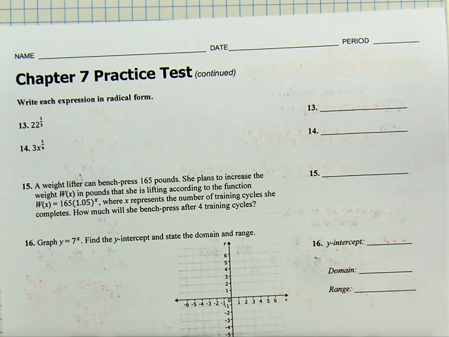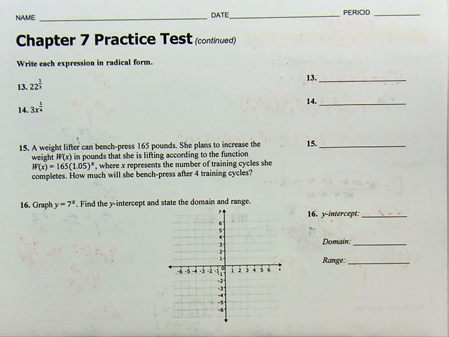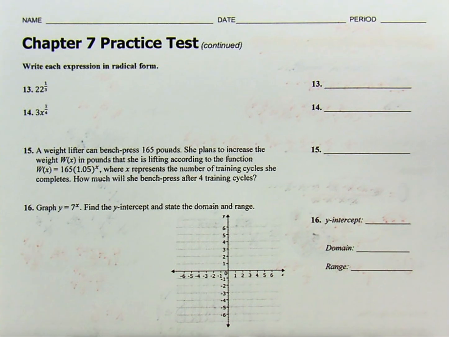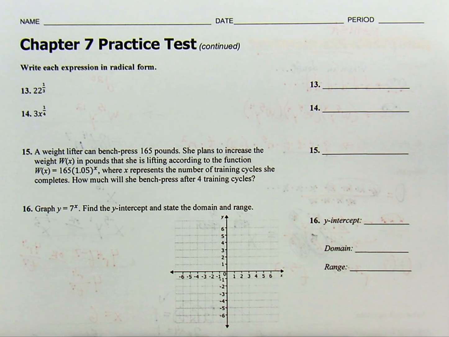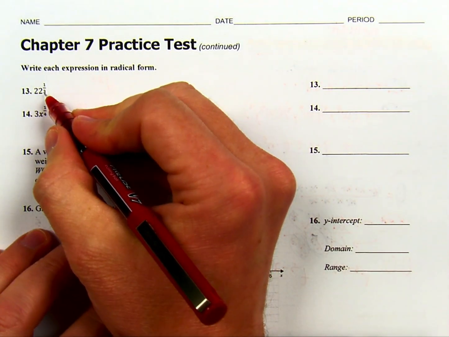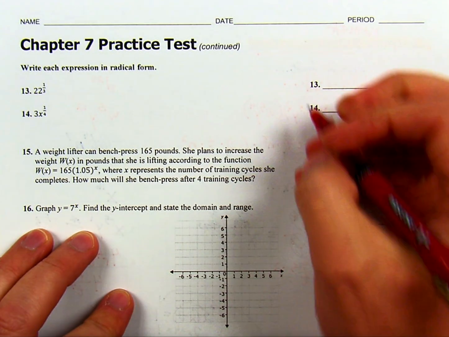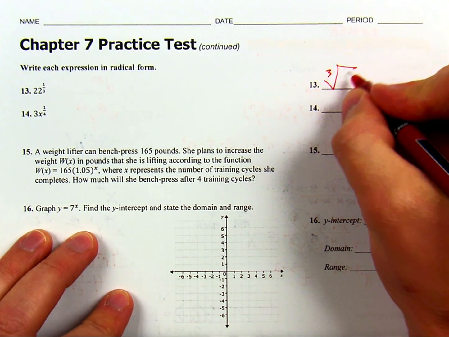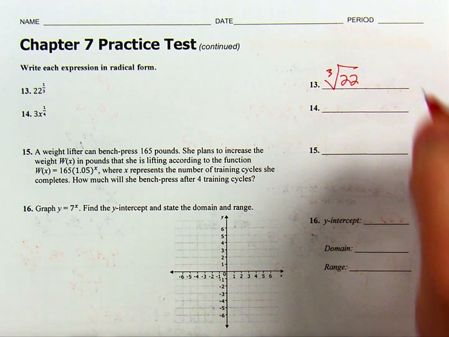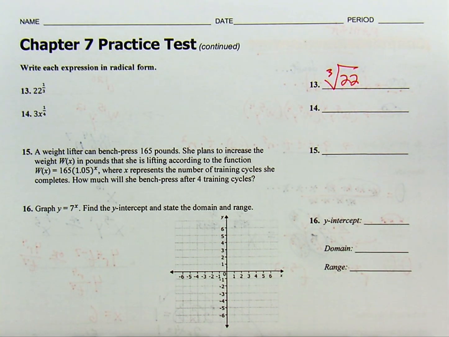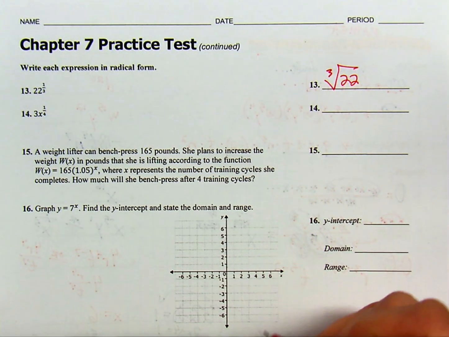Here's the back side. Number 13 and number 14, you don't have to solve anything or do anything. All you have to do is just rewrite something. So what does a fraction exponent mean? It means a root. What kind of root? If the bottom is a 3, then that means it's a third root of 22. Cube root of 22. Easy. Almost a freebie. You just have to know how to do that. Okay, so that's your trick.